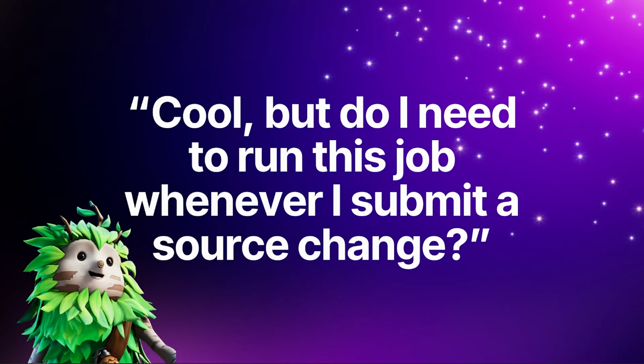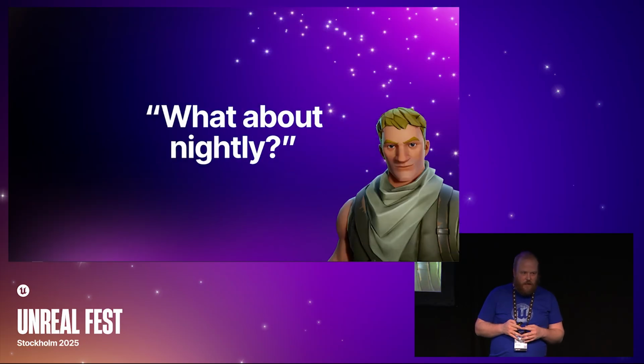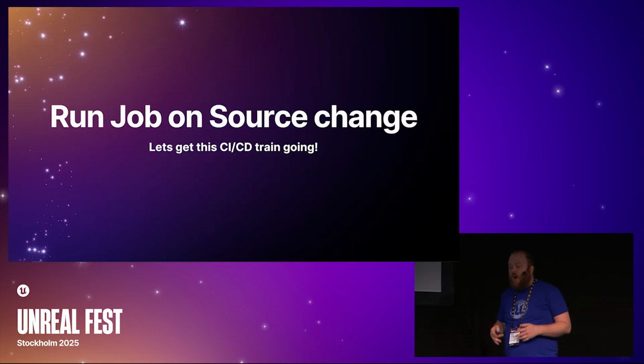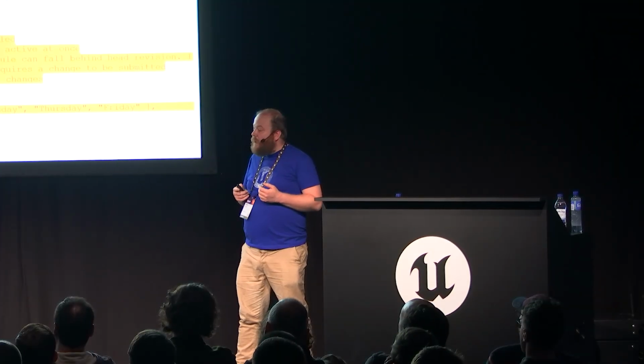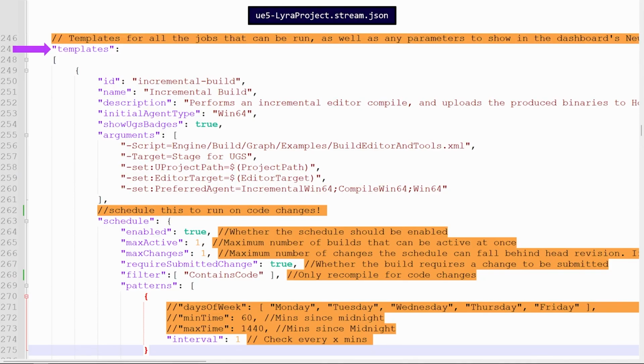Cool. But do I need to run a job whenever I submit a source control change? And of course, what about nightlies? Of course, we can trigger jobs based on criteria, such as when the new change list is available. This can be done on a per job template level with the schedule settings. And so each of our job templates will be found in our stream.json file.